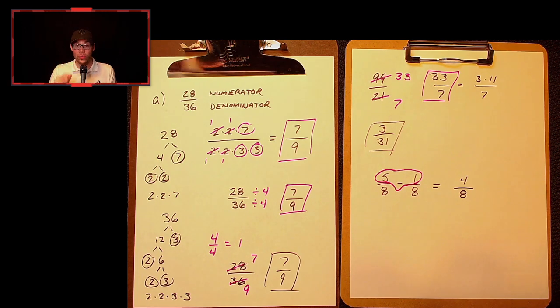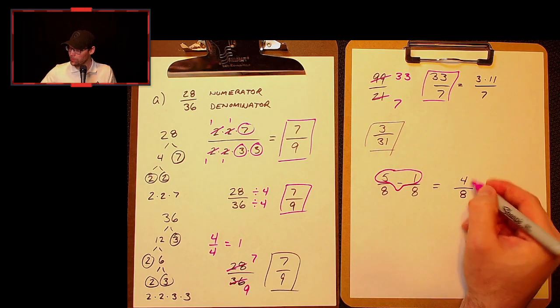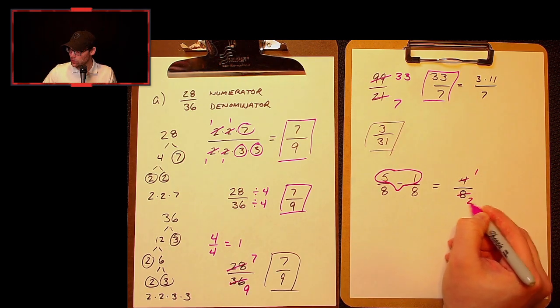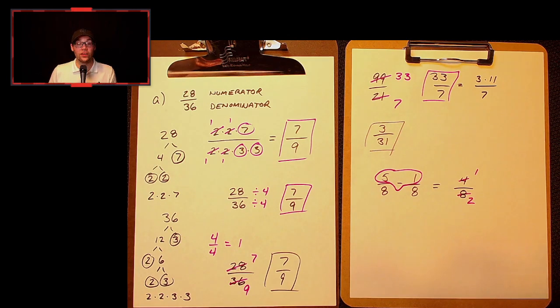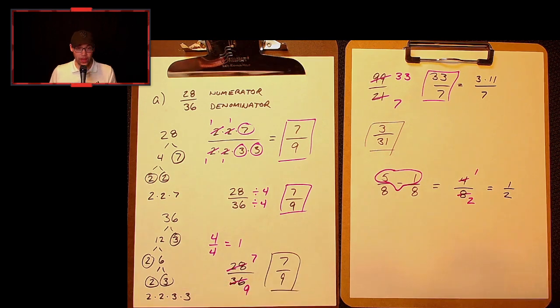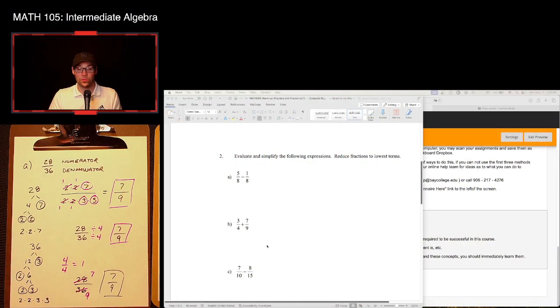However, you are required to simplify all fractions in this class. And I can see 4/8, both of these numbers are divisible by 4. 4 goes into 4 one time, 4 goes into 8 2 times, which means our final simplified answer actually simplifies down to 1/2. And 1/2 is the answer that we would need to get full credit. So let's go ahead and take a look at the next problem.